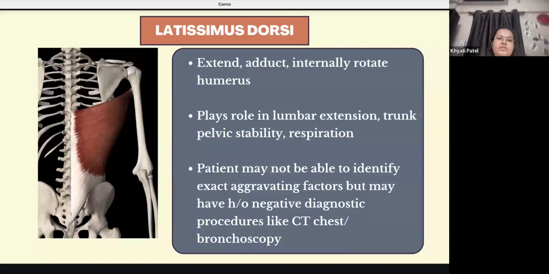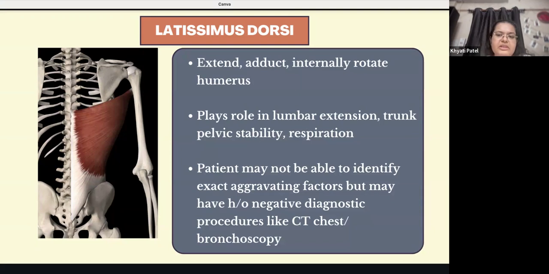Coming to the next muscle, which is latissimus dorsi. It extends, adducts, and internally rotates the humerus. Also important for lumbar extension, trunk and pelvic stability, and respiration. So being a big muscle, it is involved in multiple things.